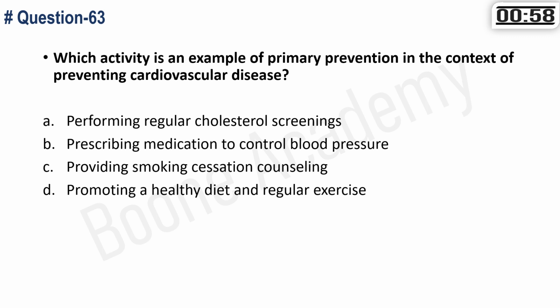Question 63. Which activity is an example of primary prevention in the context of preventing cardiovascular disease? A. Performing regular cholesterol screenings. B. Prescribing medication to control blood pressure. C. Providing smoking cessation counseling. D. Promoting a healthy diet and regular exercise. You have 1 minute to answer your question.